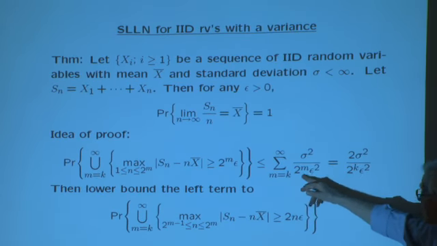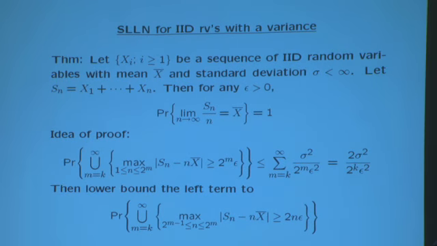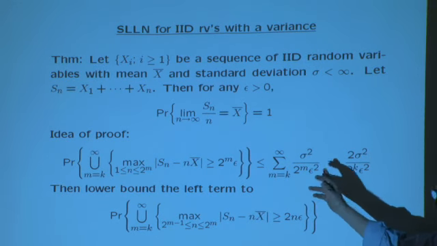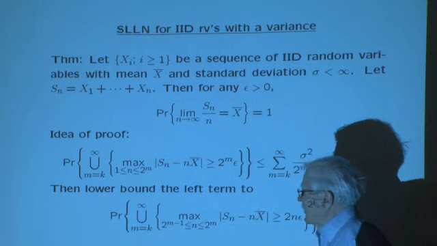If I replaced this 2 to the m by m, and I tried to sum this, what would happen? It's a harmonic series, and it diverges. So what I've been able to do, or really what Kolmogorov was able to do, was instead of summing over all m, he was summing over bunches of things and using this maximum here.